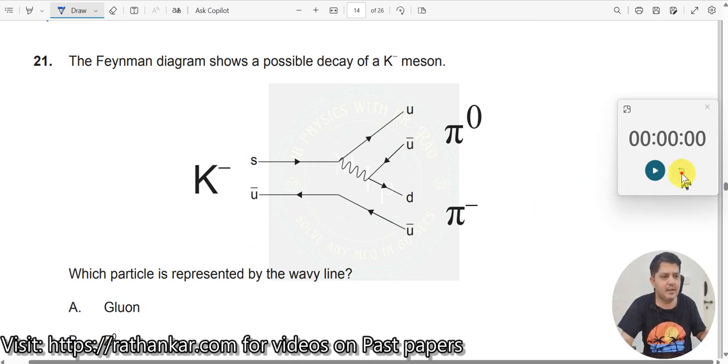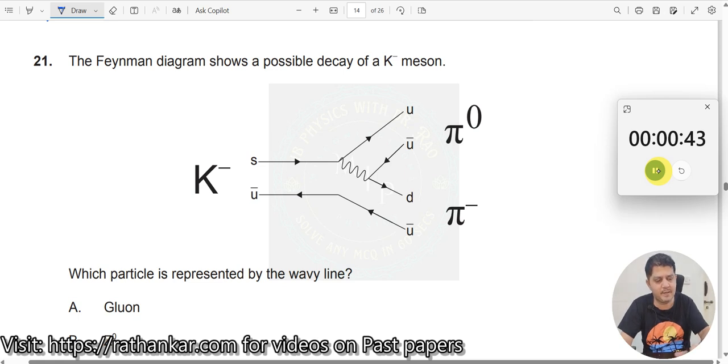Question number 21. The Feynman diagram shows a possible decay of a K minus meson. K minus is here, S and U bar is here. These are two quarks, U and U bar are the other two quarks, D and U bar are the other quarks. Which particle is represented by the wavy line? What is represented by the wavy line?